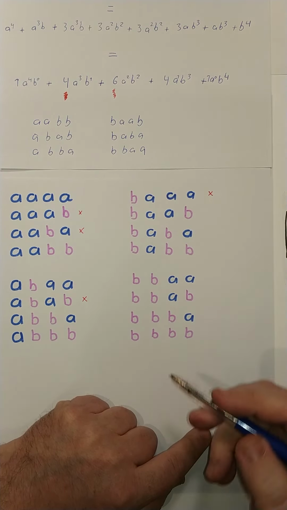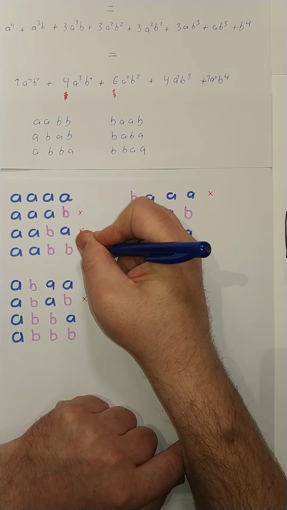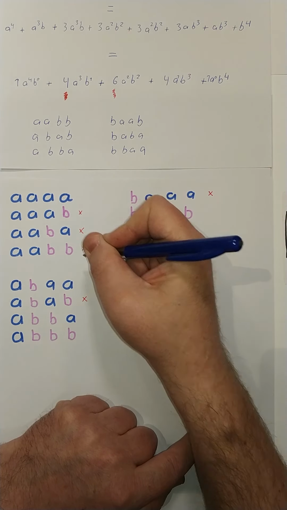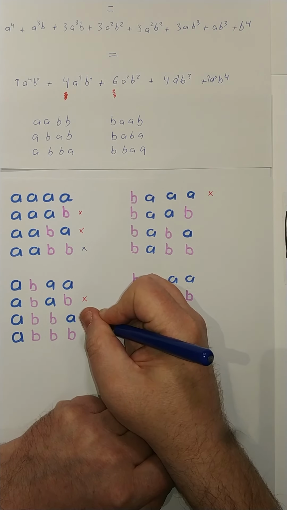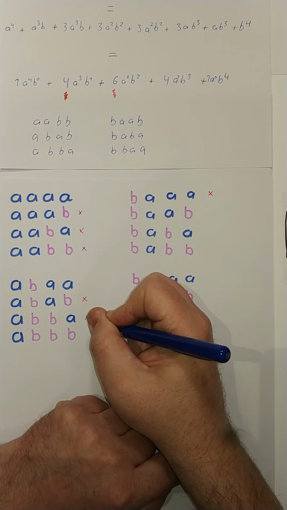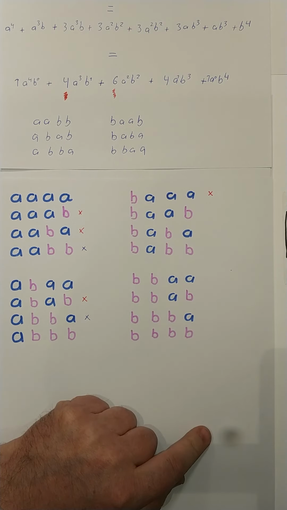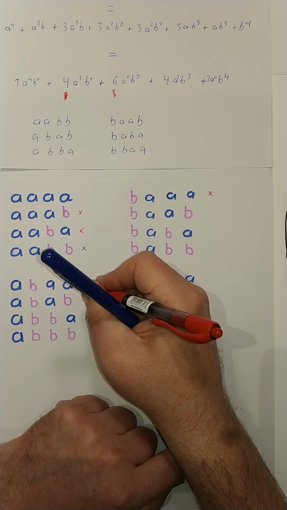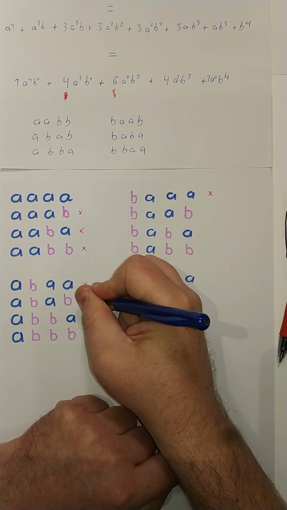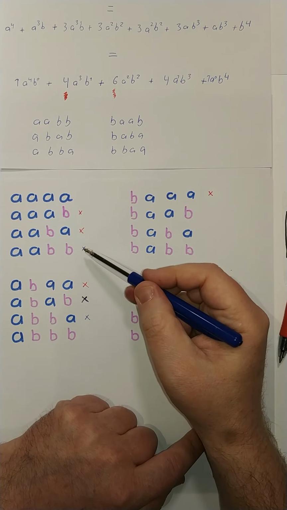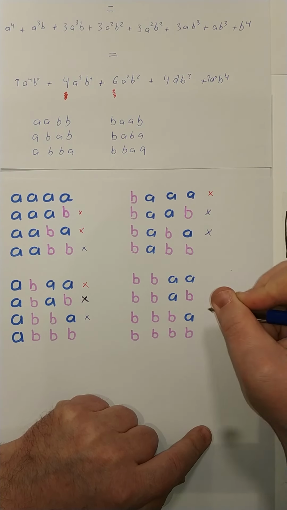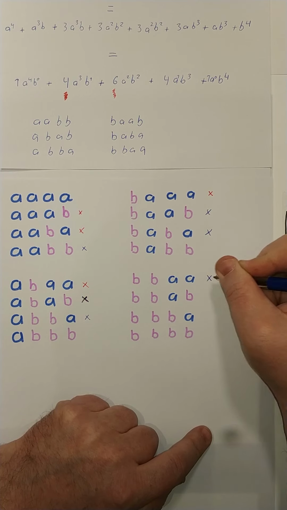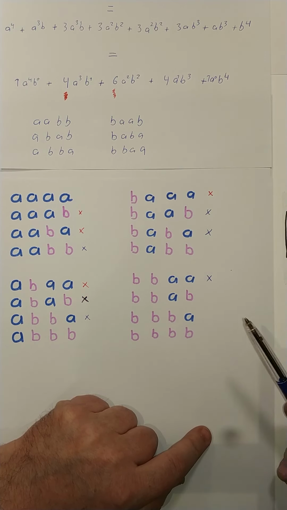There are 6 of them giving you 2 each. So it's 1, 2. I mismarked one, didn't I? Yes. This should have had a red cross, sorry. Because this is blue. So that's 1, 2, 3, 4, 5, and 6 of them with 2 a's and 2 b's.